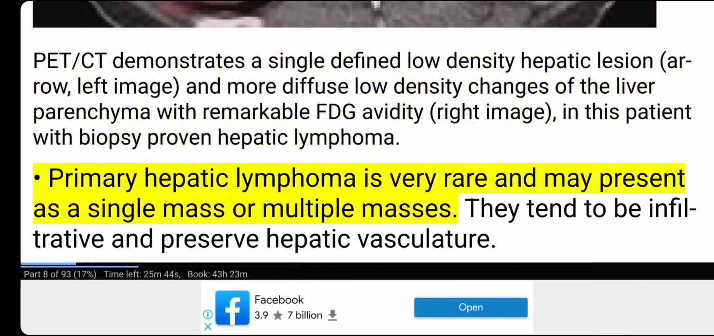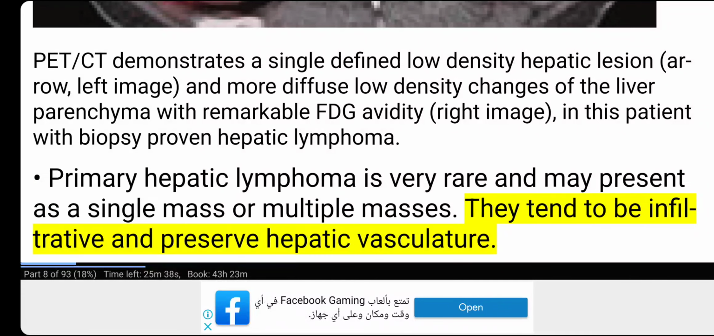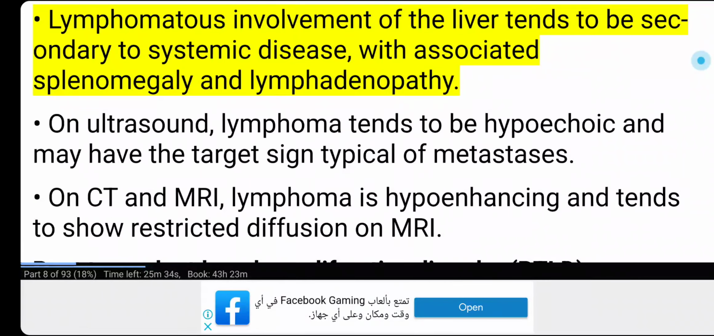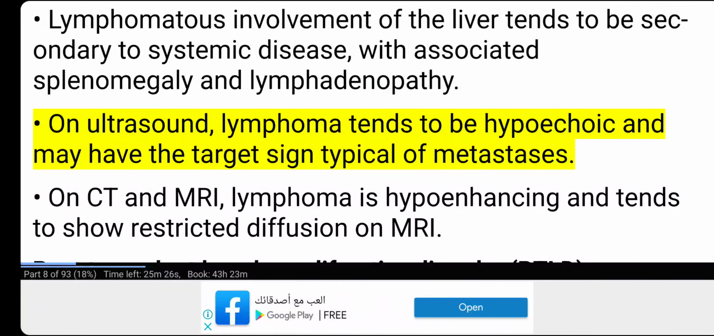Primary hepatic lymphoma is very rare and may present as a single mass or multiple masses. They tend to be infiltrative and preserve hepatic vasculature. Lymphomatous involvement of the liver tends to be secondary to systemic disease, with associated splenomegaly and lymphadenopathy. On ultrasound, lymphoma tends to be hypoechoic and may have the target sign typical of metastasis.